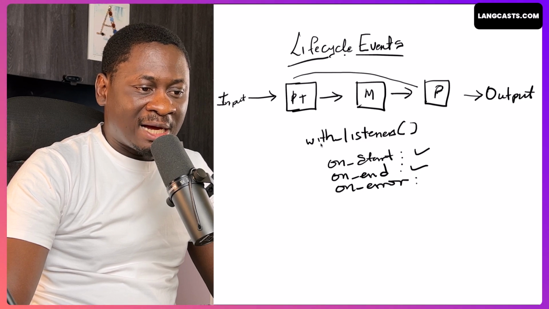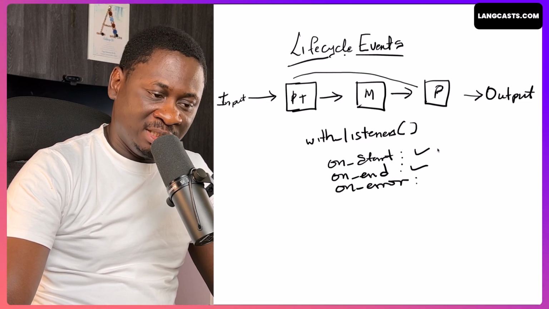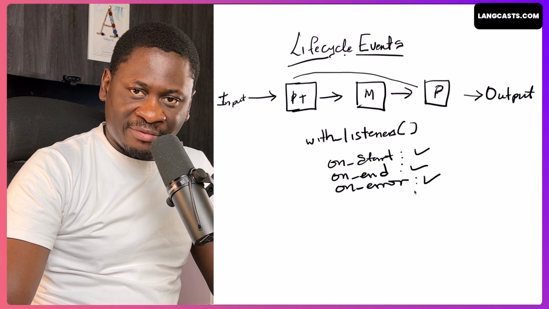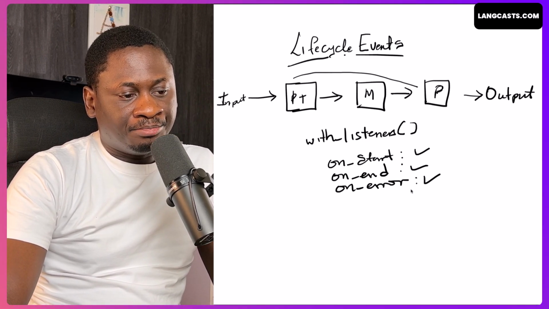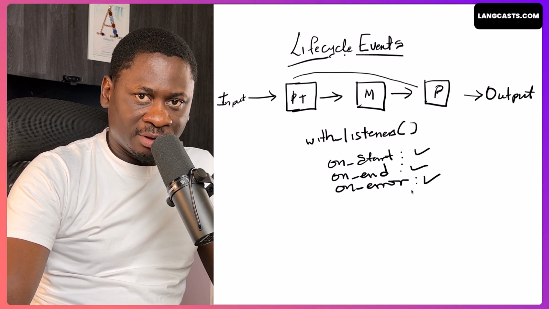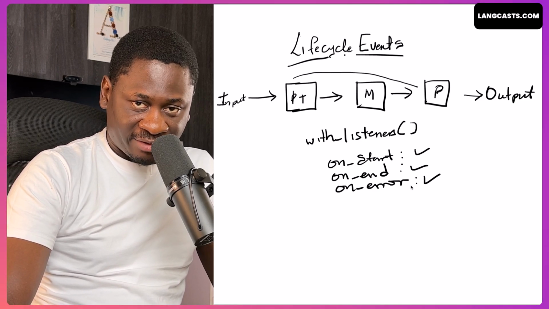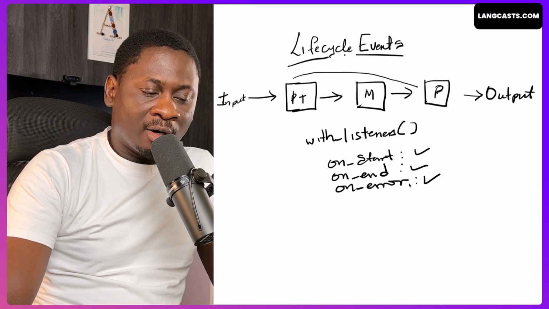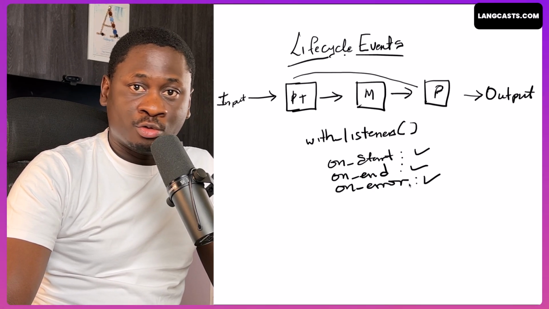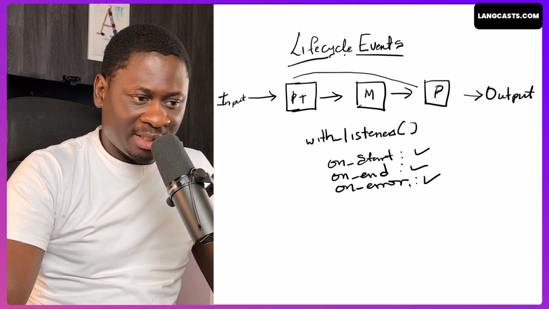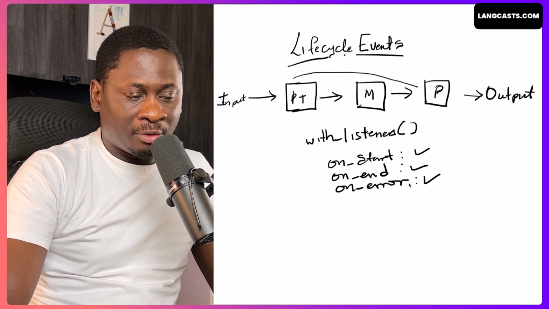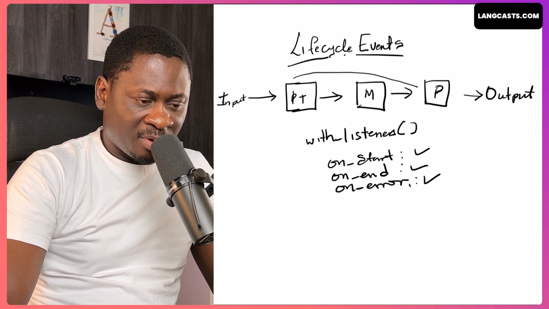Then on error, at any point any error takes place within the chain, the on error event is going to fire. It helps you handle the error gracefully, so that you can handle the error reliably in a way that your application is not going to crash. You can self-heal from the error or retry the chain. Any kind of mitigation strategy you have for the error, you can implement it at this stage.